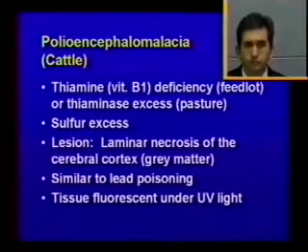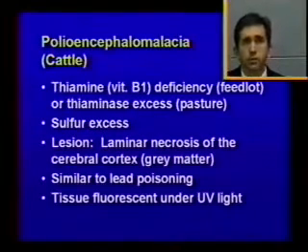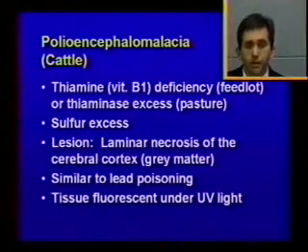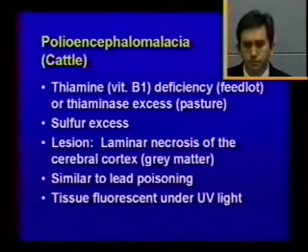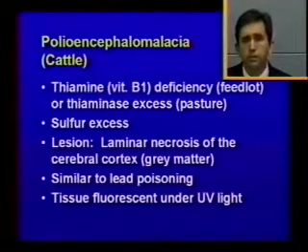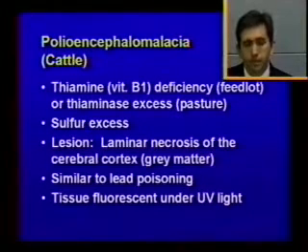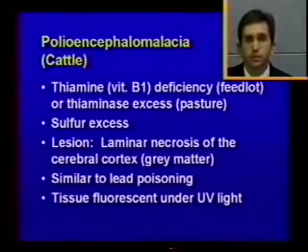In cattle, there's a condition of the central nervous system known as polioencephalomalacia, or polio. This is an important disease both in feedlot cattle and in cattle that are on pasture. It's known to be caused by a deficiency of vitamin B1, and in the feedlot, this is probably associated simply with the diet, a high concentrate diet that is deficient in thiamine.